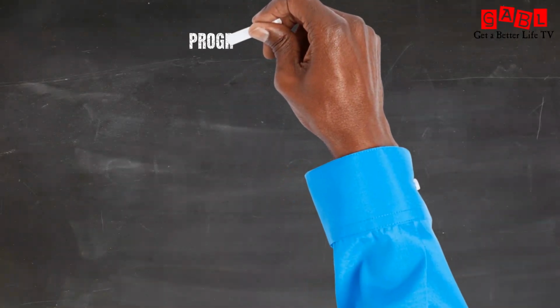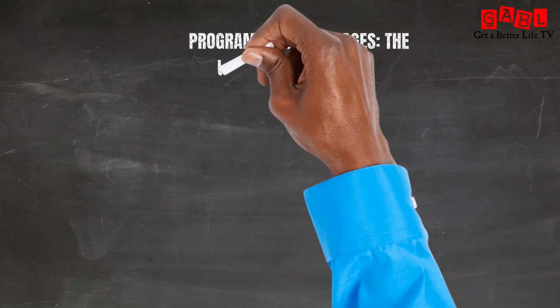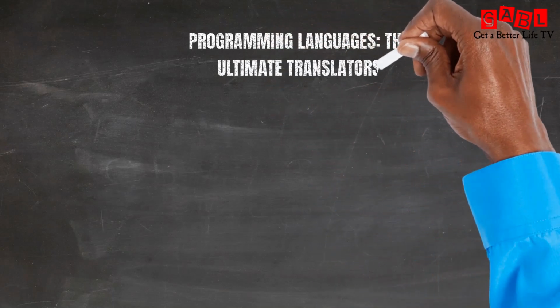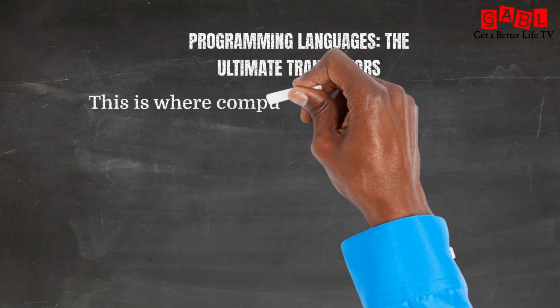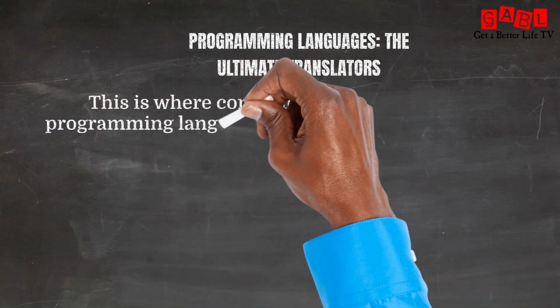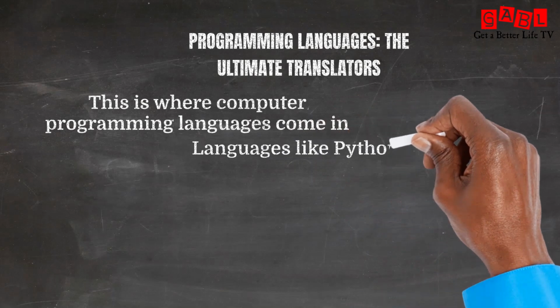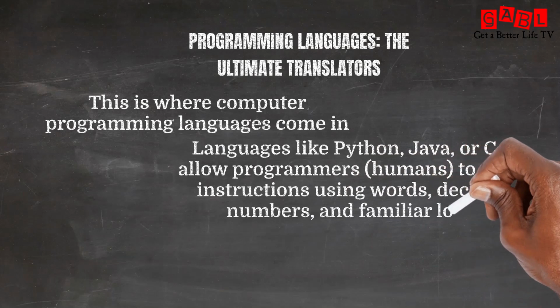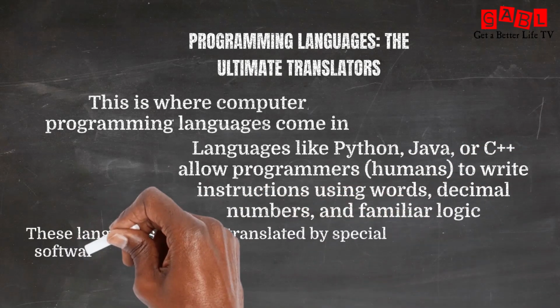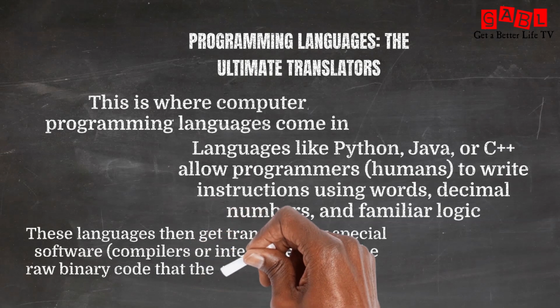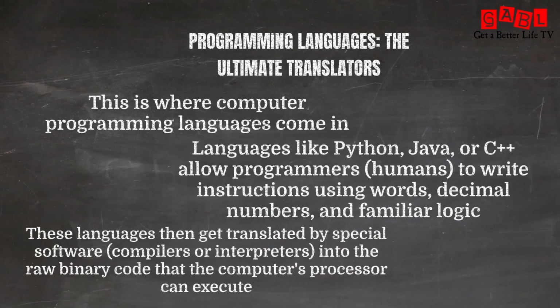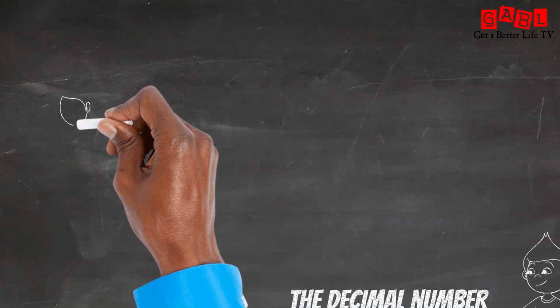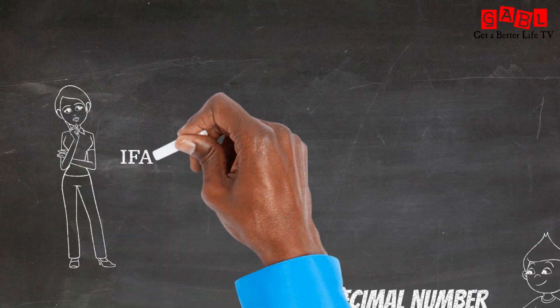Now, programming language, the ultimate translator. This is where computer programming languages come in. Languages like Python, Java, or C++ allow programmers, that is, we humans, to write instructions using words, decimal numbers, and familiar logic. These languages then get translated by special software, compilers, or interpreters, into the raw binary code that the computer's processor can execute. So think of Ifa system as a powerful and ancient database or program.